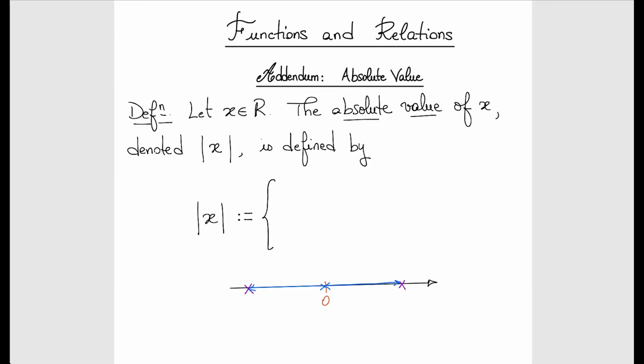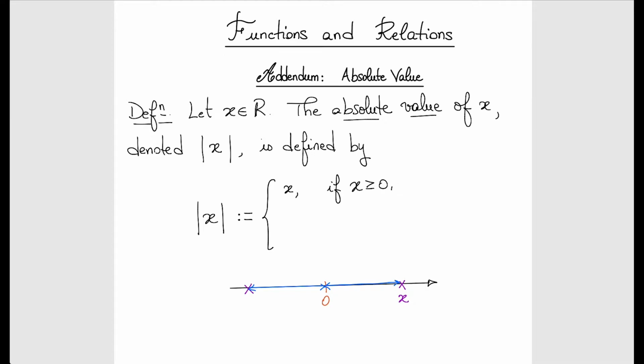So if x is on this side, if this is where x is, the distance separating x from 0 is this one, which is simply x, right? So this is then x if x is to the right of 0 or 0 itself. So if x is non-negative, right?